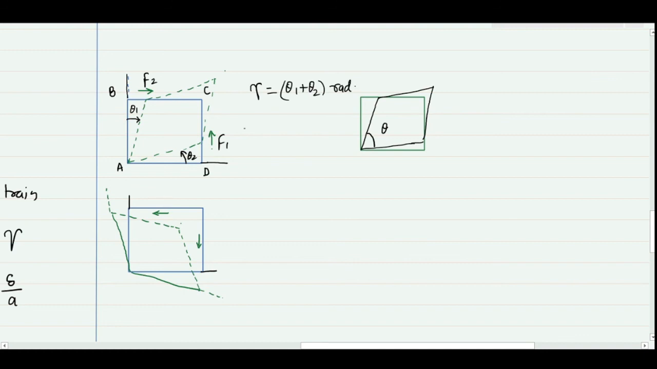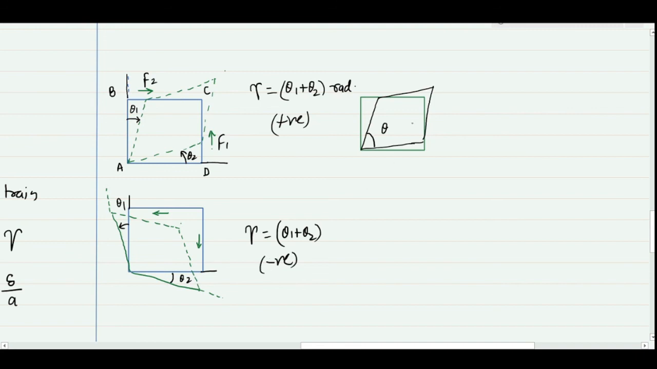Similarly, if I apply these two forces in the opposite direction, there will again be deformation, but the rotation will be of the opposite side. Let these also be theta 1 and theta 2. So my shear strain here will be theta 1 plus theta 2. How will I differentiate these two deformations? These two deformations are normally differentiated by the sign of shear strain. In the first case, the shear strain will be positive. In the second case, it will be negative.